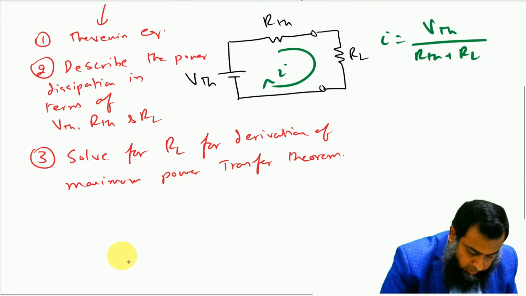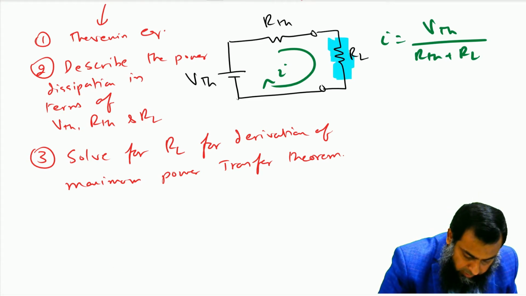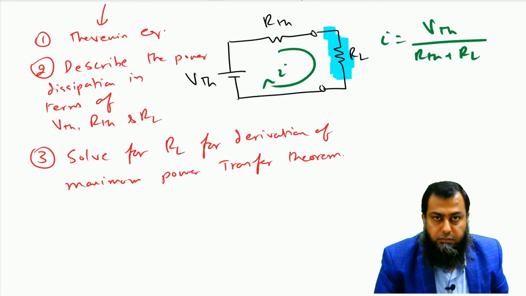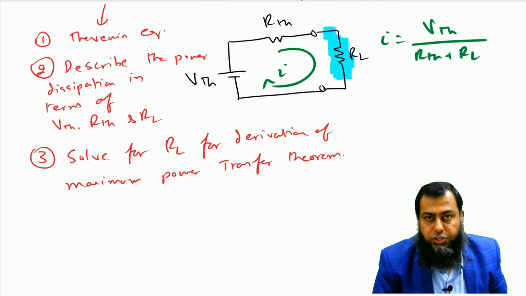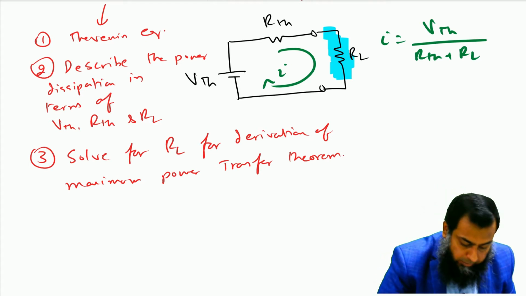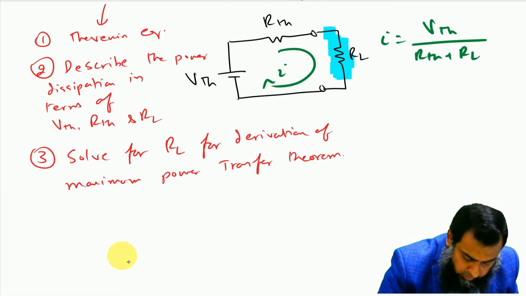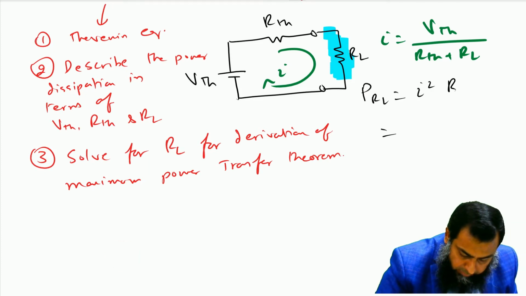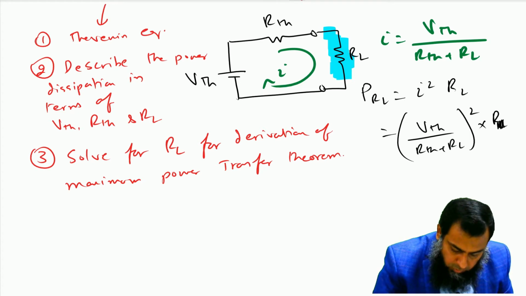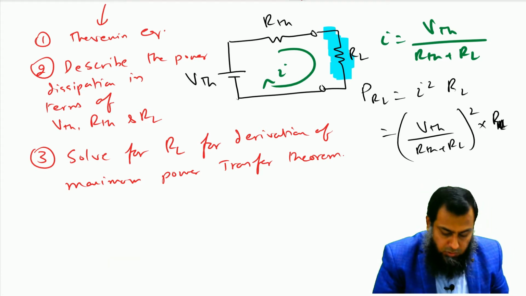Next, because we are only interested in finding out the power dissipation here in this resistance RL, because the rest of the circuit is actually a constant entity, both the V Thevenin and R Thevenin will not change. Therefore, we are only interested in finding out the power which is dissipated in this resistance RL. So the power here in this RL is equal to I square into R, and if I substitute this I in here, then I get V Thevenin over R Thevenin plus RL whole square into RL. So this is the power which is dissipated in this load resistance RL.